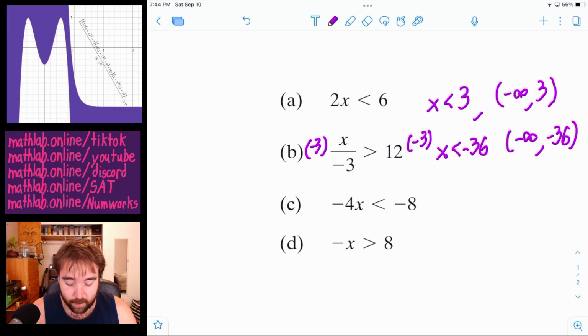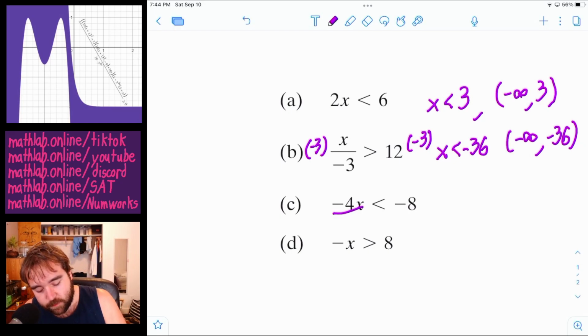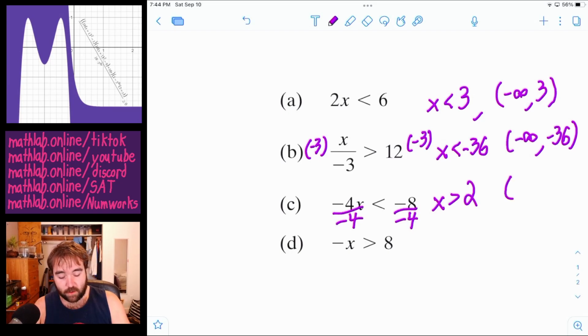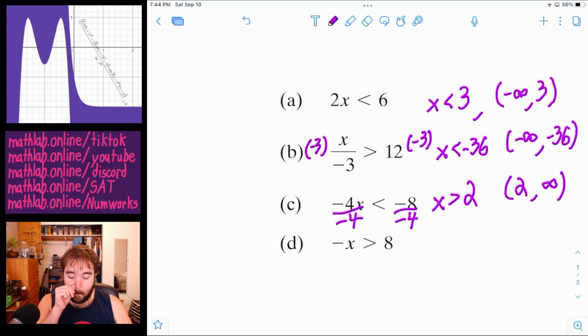Well, we're going to divide by negative 4. And the same with multiplying by a negative, because division is really just multiplication. We're going to flip the sign. So we're going to say that x has to be greater than 2. Interval notation, 2 up to infinity.